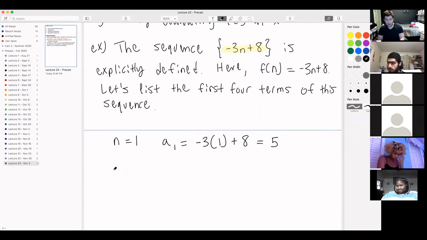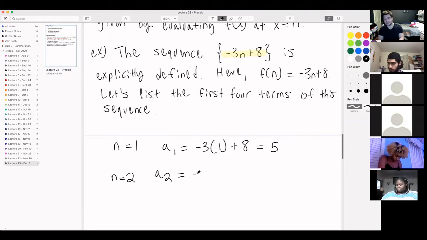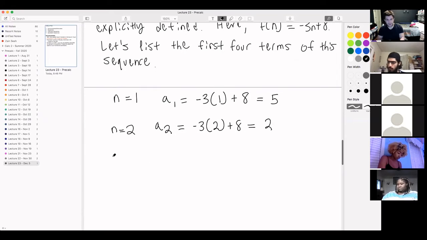It's 5. All right, how about n equals 2? Same story. a sub 2 is obtained by plugging in n equals 2 into this function. So it's negative 3 times 2 plus 8. This is negative 6 plus 8, so it should be positive 2. Yep. All right, let's keep going. a sub 3 is the result of plugging in n equals 3. So I have negative 9 plus 8, which is negative 1.